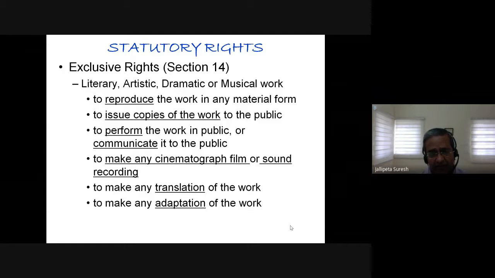That is an exclusive right. Adaptation of the work. Say if I have a book and I want to make a drama, if somebody else wants to do that, they need permission from me. So these are some of the exclusive rights that we see for copyright holders.